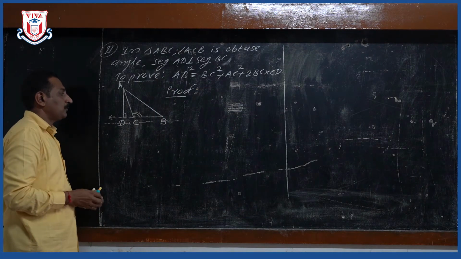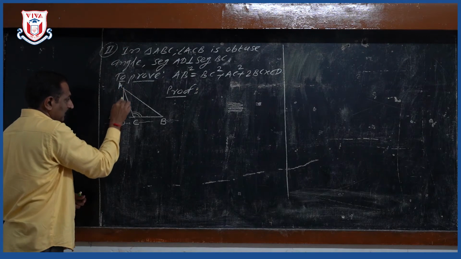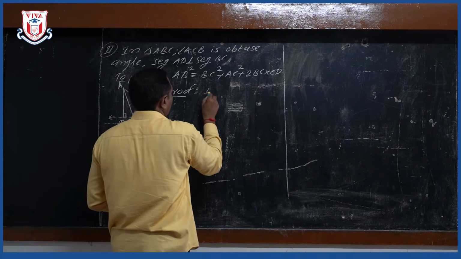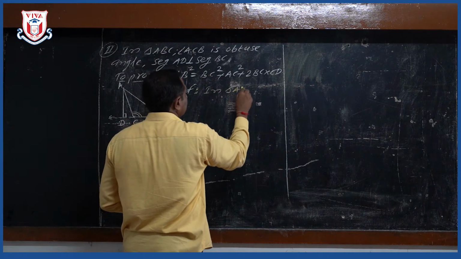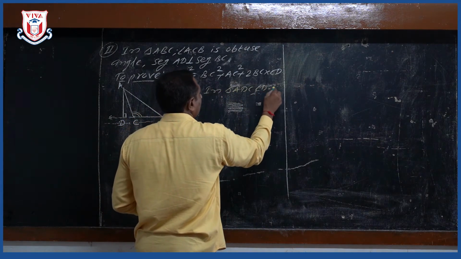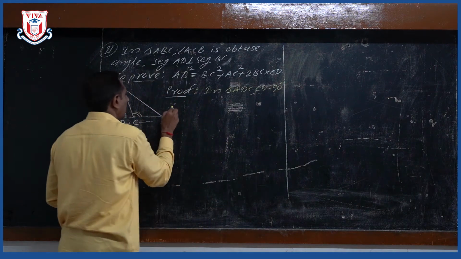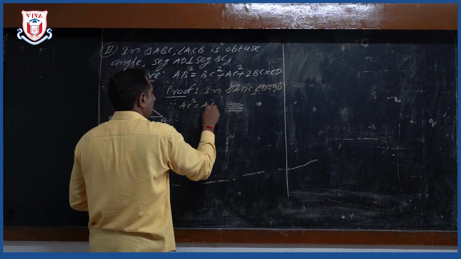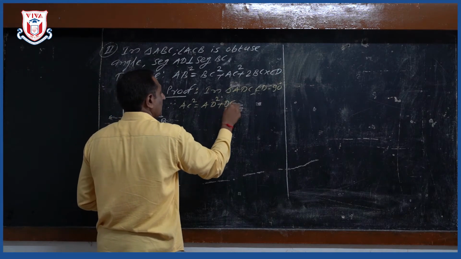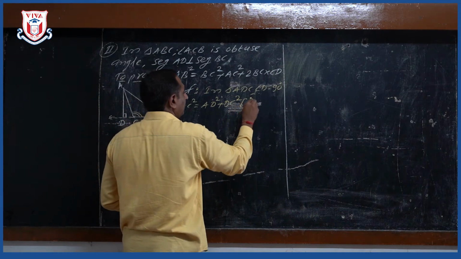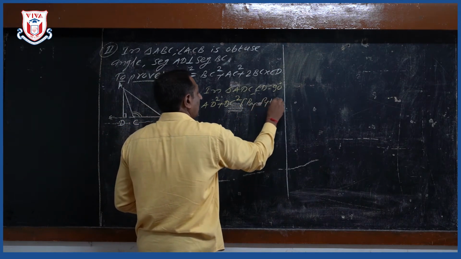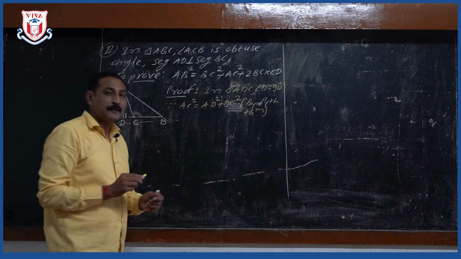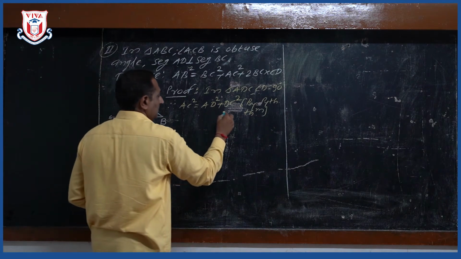Now, proof. First, in triangle ADC, angle D is equal to 90 degrees. I write here, in triangle ADC, angle D is 90 degrees. Therefore, AC square is equal to AD square plus DC square by Pythagoras theorem. Name it equation 1.